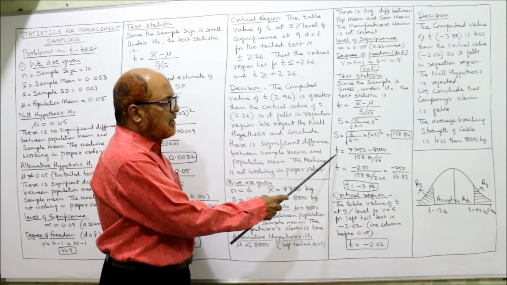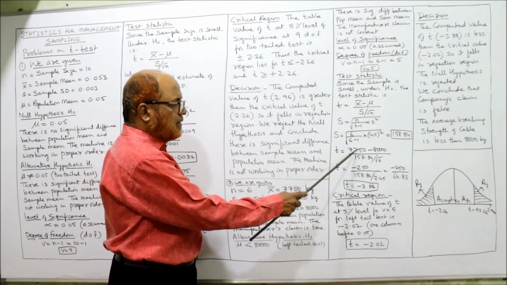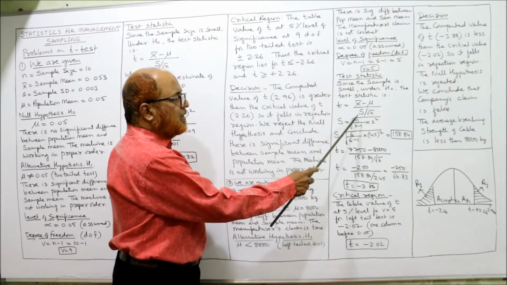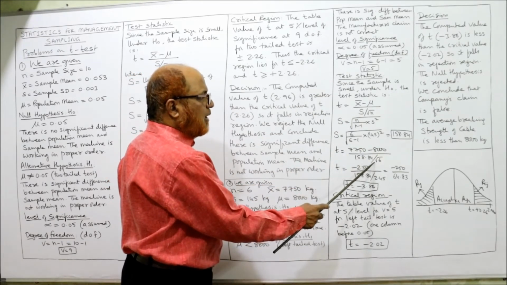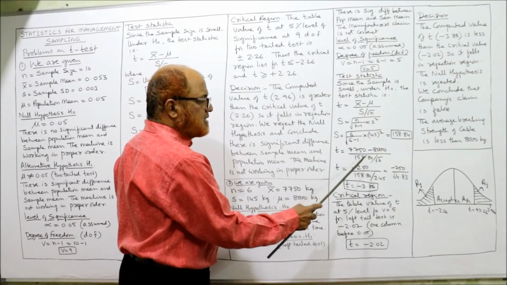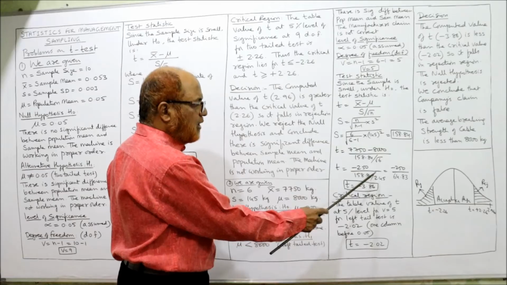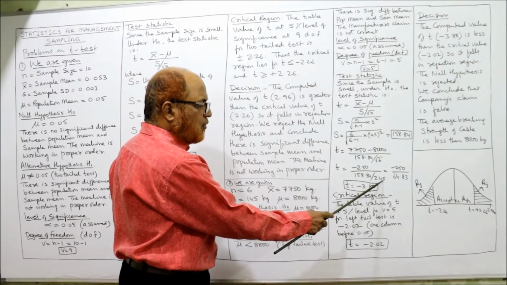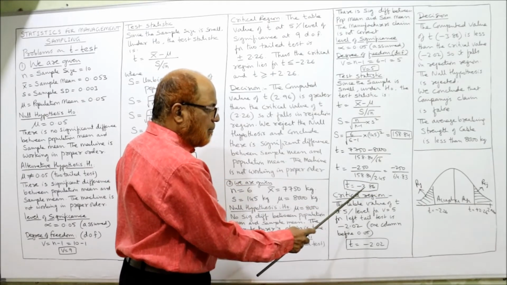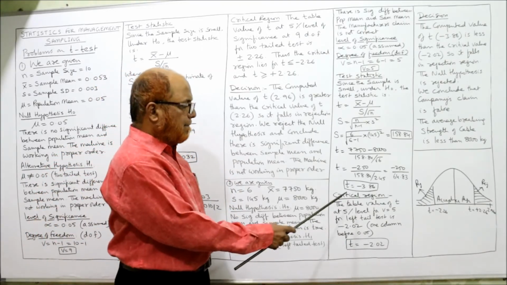Now we find out T. T is equal to x bar minus mu divided by S by root n. X bar is 7,750 and mu is 8,000, S is 158.84, and root n is root 6. So the numerator is 7,750 minus 8,000, which is minus 250, divided by 158.84 divided by root 6. Root 6 is 2.45, so 158.84 divided by 2.45 gives 64.83. Minus 250 divided by 64.83 is minus 3.86. This is the computed value of T.